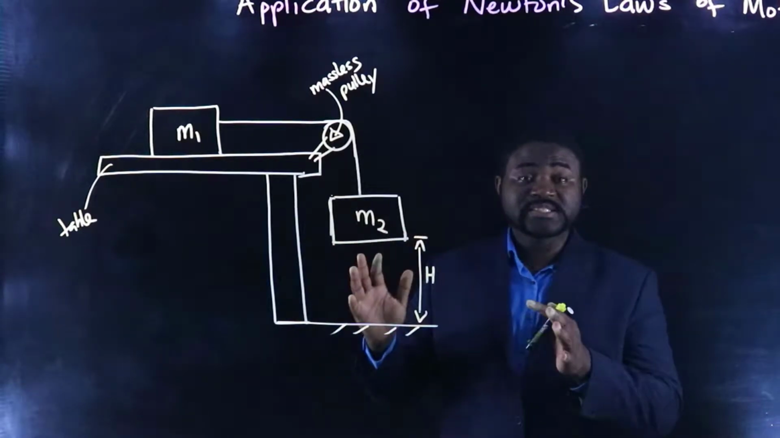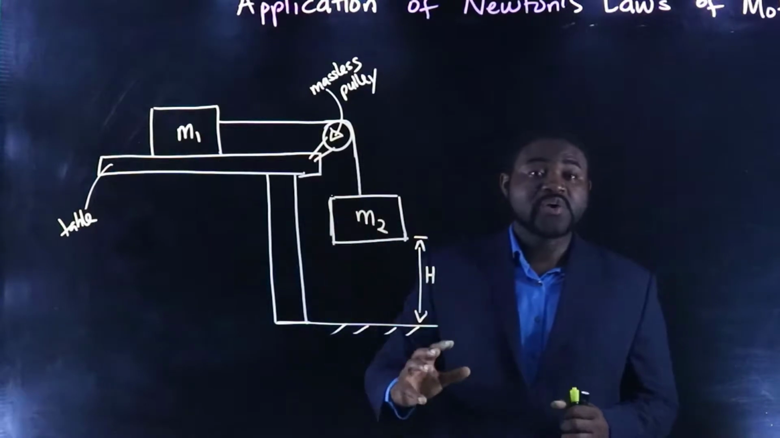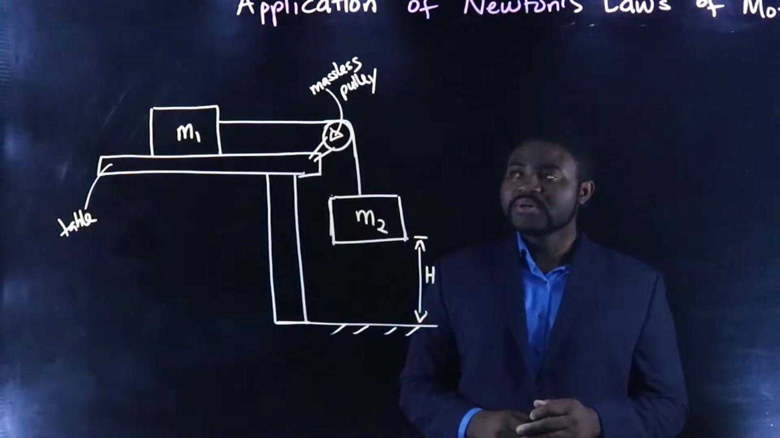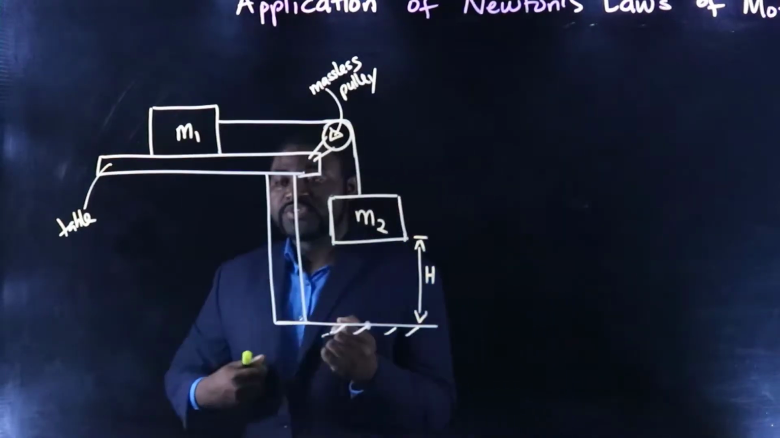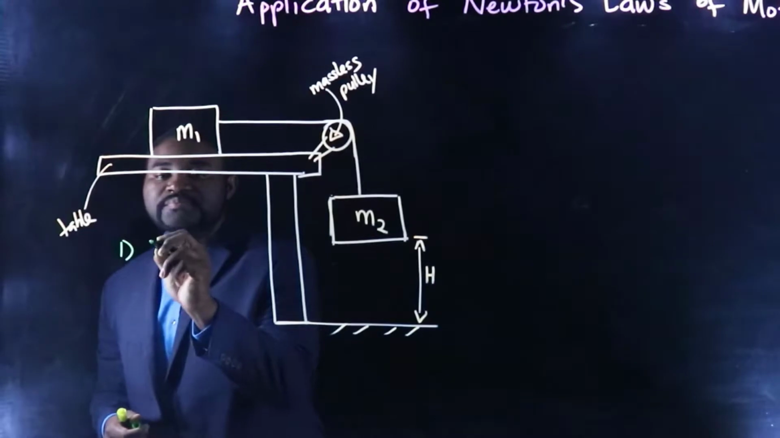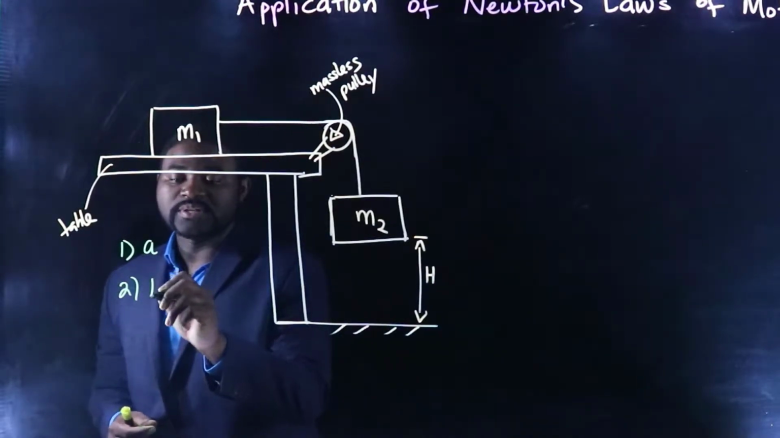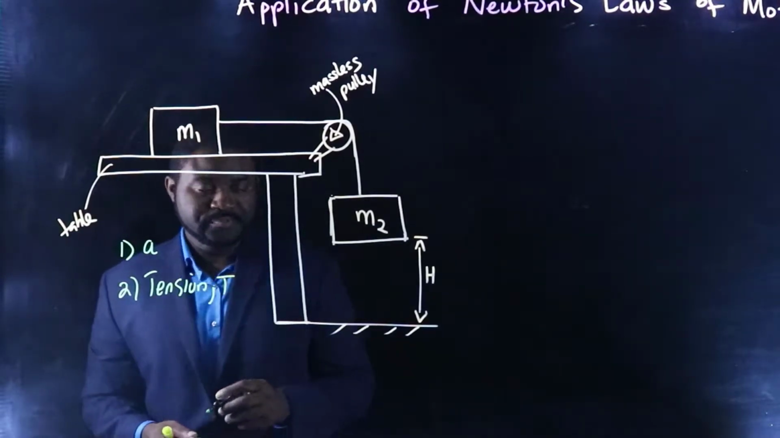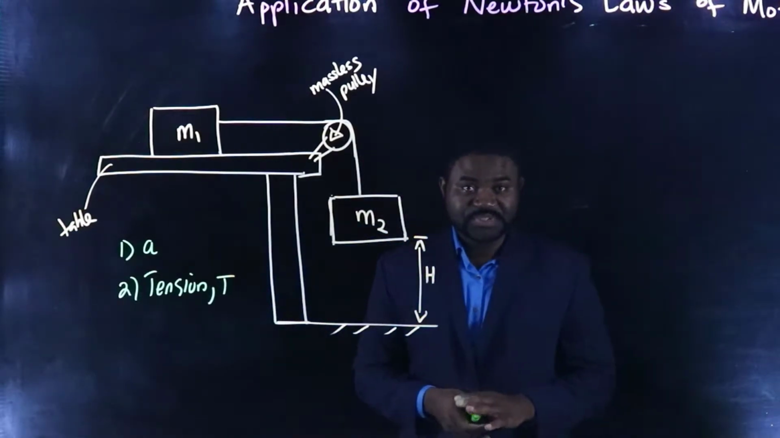Now, this is a typical example of a connected system, and how we analyze a connected system is a little different. So our task in this problem will be to calculate 1, the acceleration of the system, and 2, the tension in the string. Now, here are a couple of things you should note.